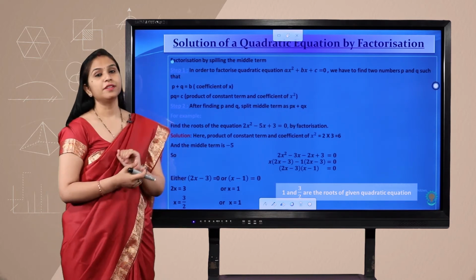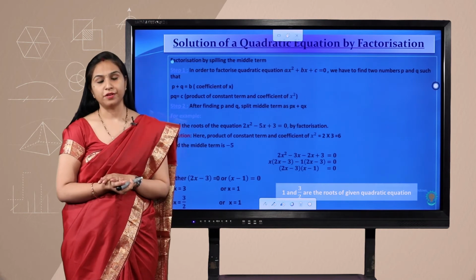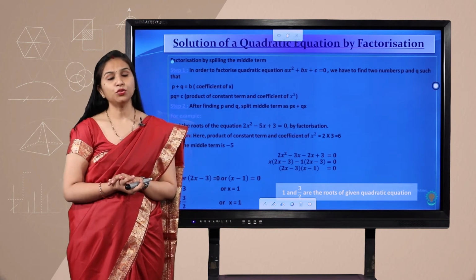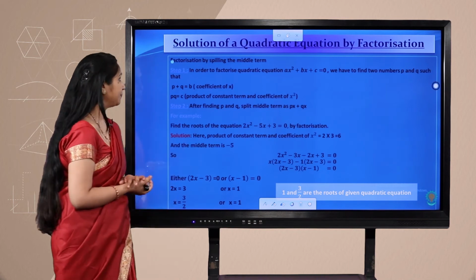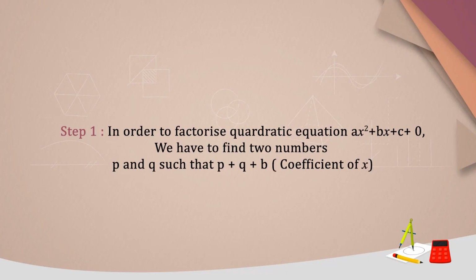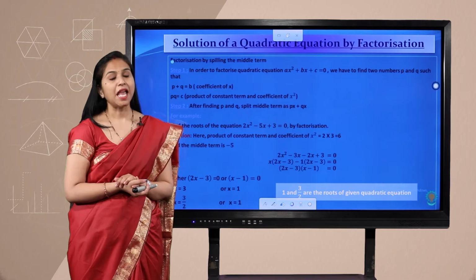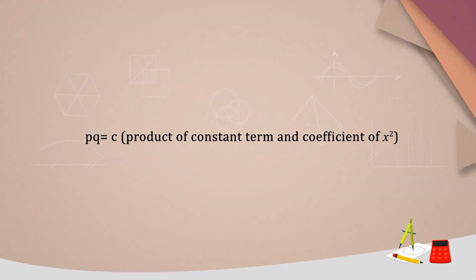We are very much aware of factorization, that is, how to factorize a quadratic equation. In order to factorize a quadratic equation ax square plus bx plus c, we need to find two numbers p and q such that the sum of p and q is equal to the coefficient of x, and the product of those two numbers, that is p into q, is equal to the product of the constant term and the coefficient of x square.